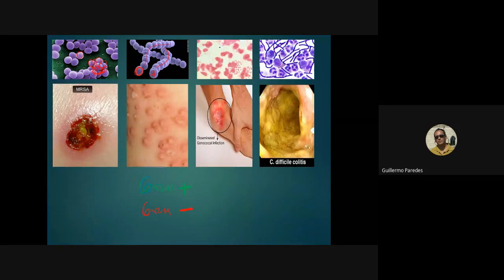Here we have coccus, gram positive, again blue, but the configuration or the organization will be as a necklace, like a line. So different from the clusters of the Staphylococcus. So that is what we call the Streptococcus.